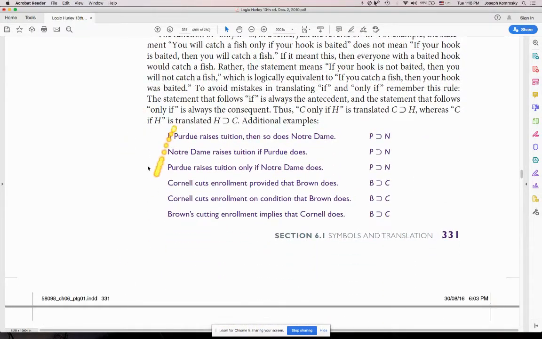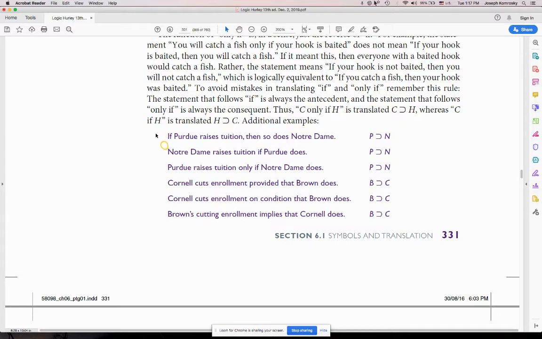But now let's just dive in. If Purdue raises tuition, then so does Notre Dame. We have an if-then. We know we're going to use a horseshoe symbol. P, N, P horseshoe N. So this is tricky now because he's going to give you 6 examples, but notice sometimes you see the C comes first right here, for example. But over here, the C is translated last. What? Well, I'll explain that.